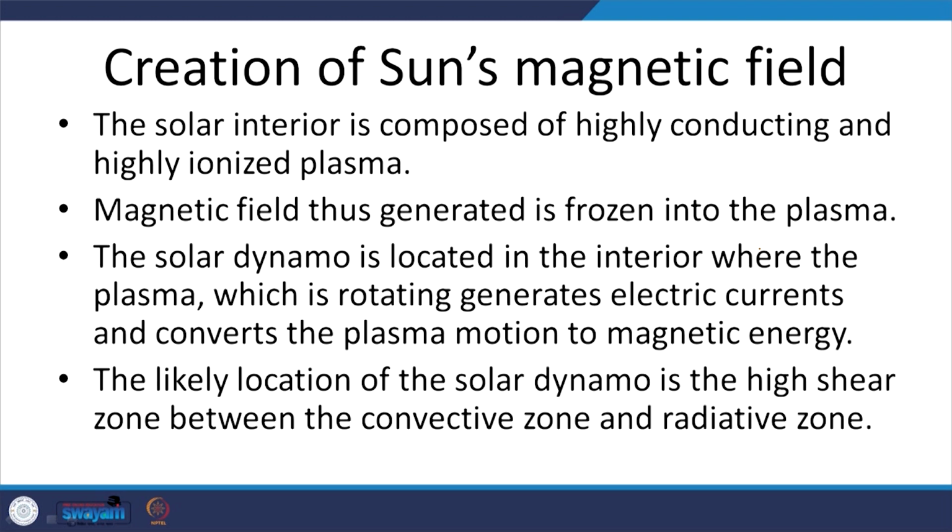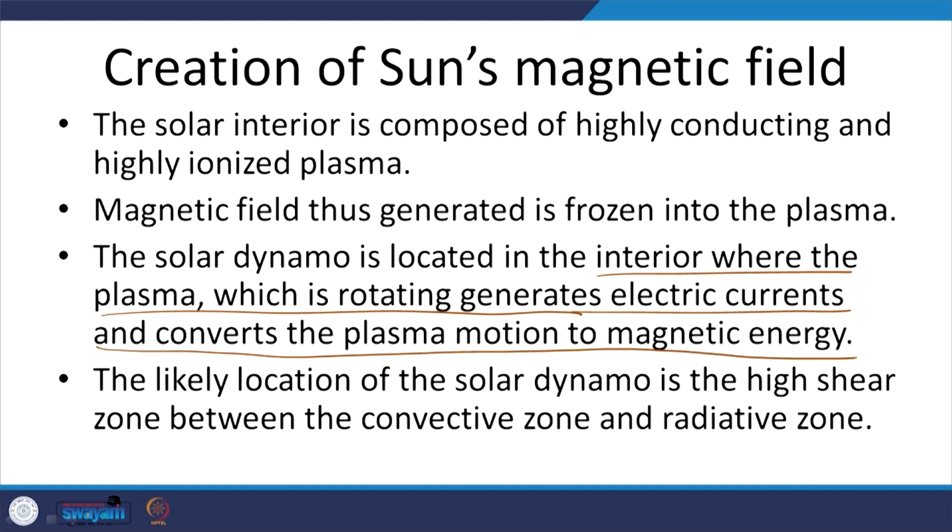So, the solar dynamo is the place where the magnetic field is generated. The dynamo is located in the interior where the plasma, which is rotating, generates electric currents and converts the plasma motion to magnetic energy. The likely location of the solar dynamo is the high shear zone between the convective zone and the radiative zone. I mean, all these important points are based on various different models of study. That is a different thing. Okay. So, this was something about various aspects of the sun.